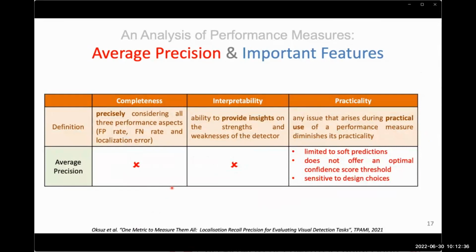If we summarize our analysis of average precision with respect to the important features, we see that average precision does not satisfy any of the important features we defined. To be specific, average precision is not complete, it is not interpretable, and it has several practical issues when we use it in practice.